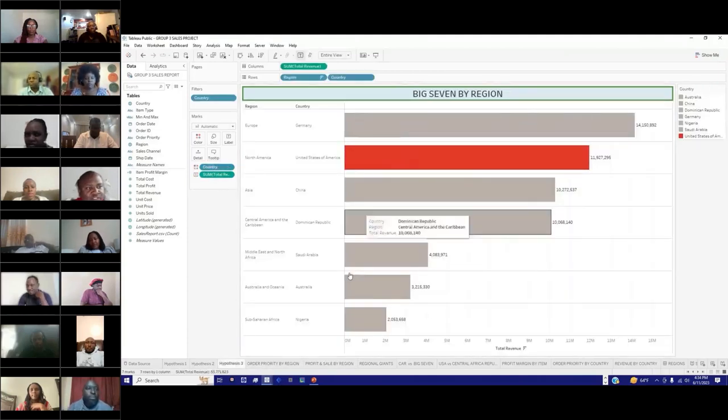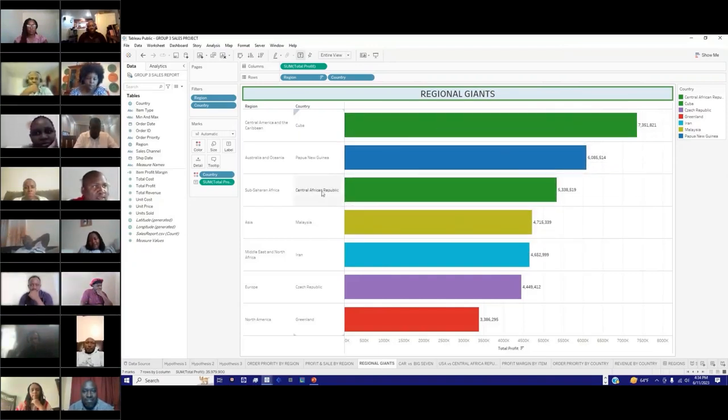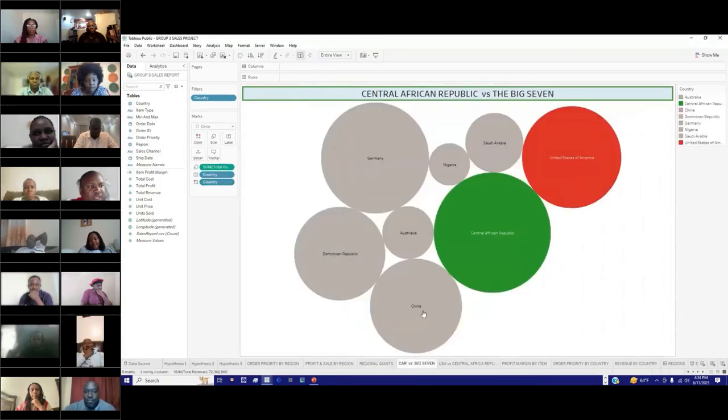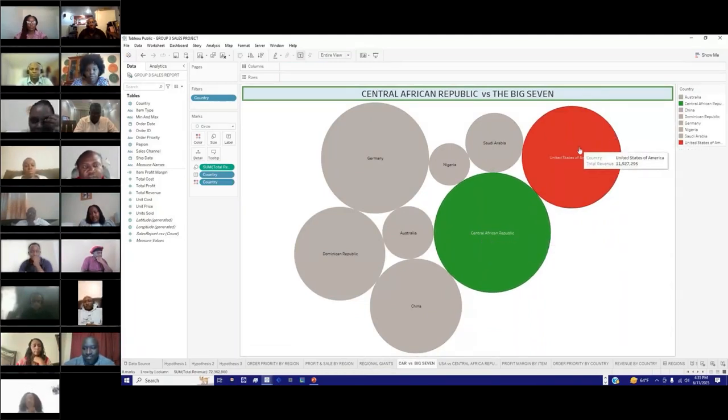The big seven countries here, we were expecting them to dominate the sales on this page, like maybe have United States leading and then followed by China. So in this case, we decided to take Central Africa and test it against the big seven and see how the sales were. So even if you test Central Africa with the big seven, with the green representing Central Africa, red representing United States, we still find out that Central Africa made more sales than all other big seven countries, big seven economies.